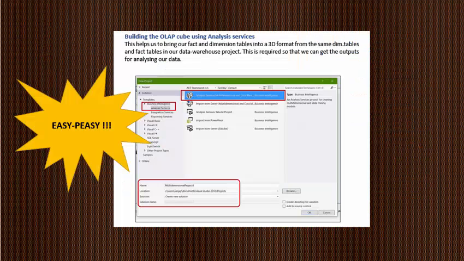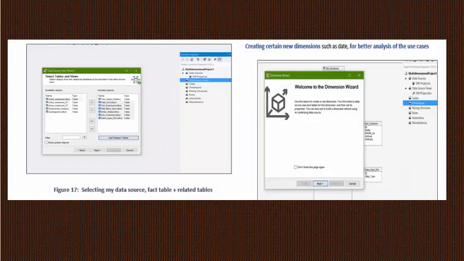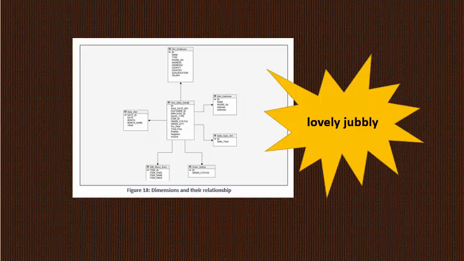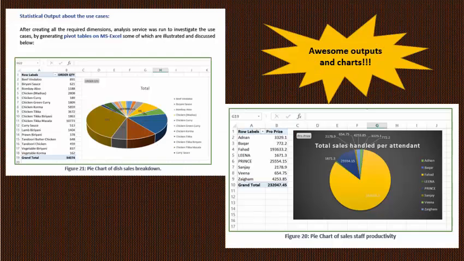Okay, this is fairly easy peasy. You just use the MS SQL analytics service and create an analysis project by creating an OLAP cube. In this, we also create certain new dimensions such as date dimensions for better analysis of the use cases by using the dimension wizard. As you can see, all my dimensions and the relationships are becoming eminently clear. Lovely job there. And fantastic.